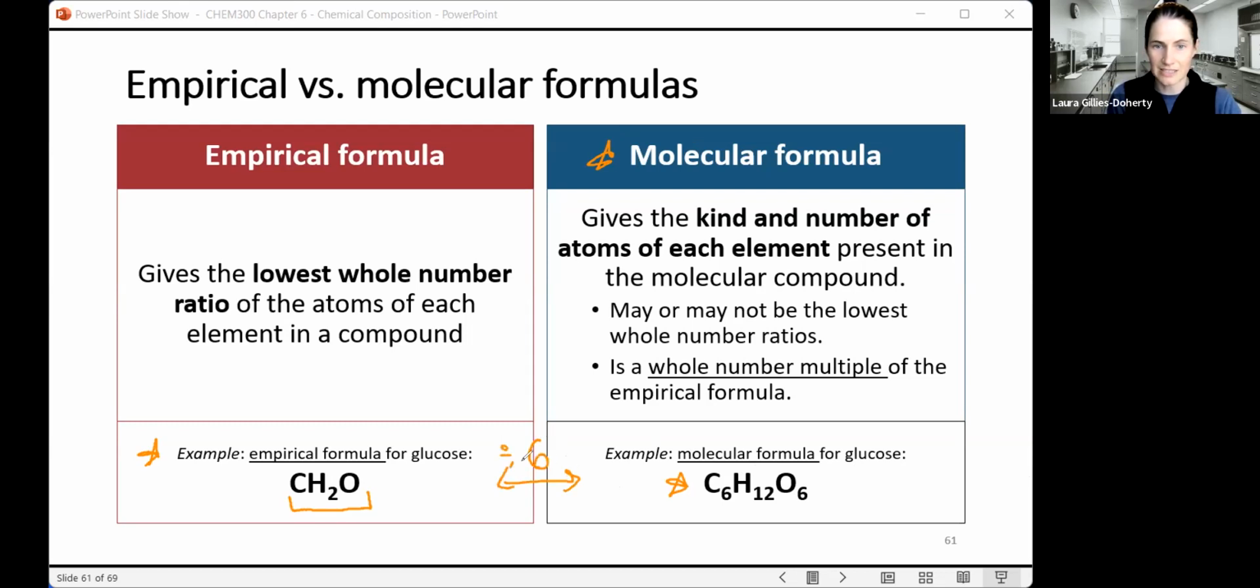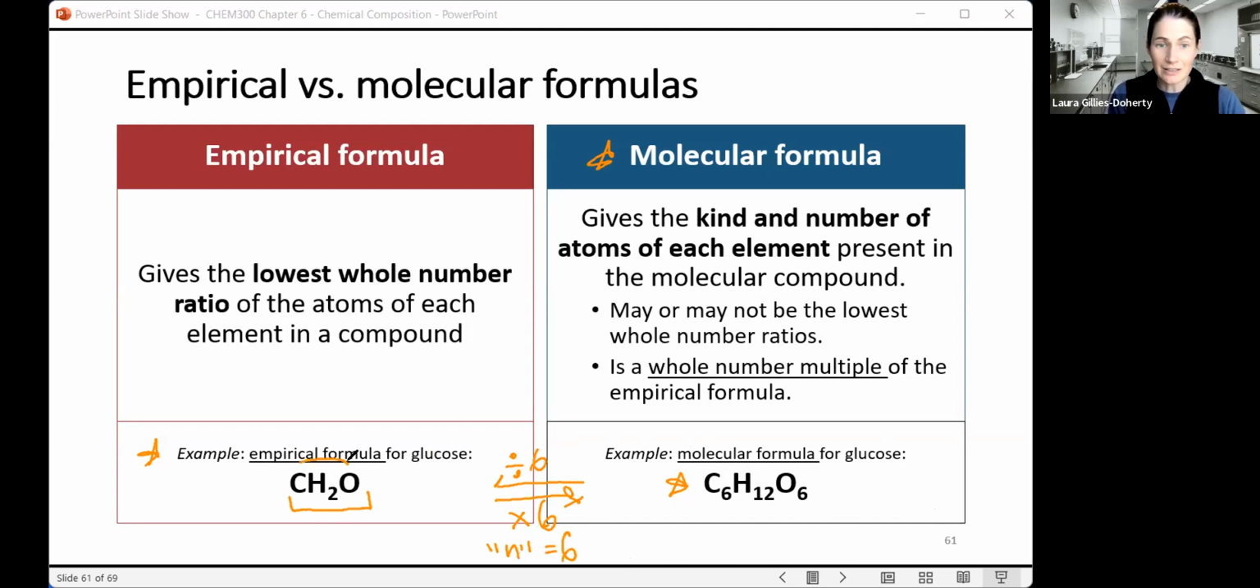So you divide by 6 to go from the molecular formula to the empirical formula, and to go the other way, you multiply by 6. So we'll call this N. The multiplier or divisor between the empirical and molecular formula is 6. There's a 6 times difference between the two.